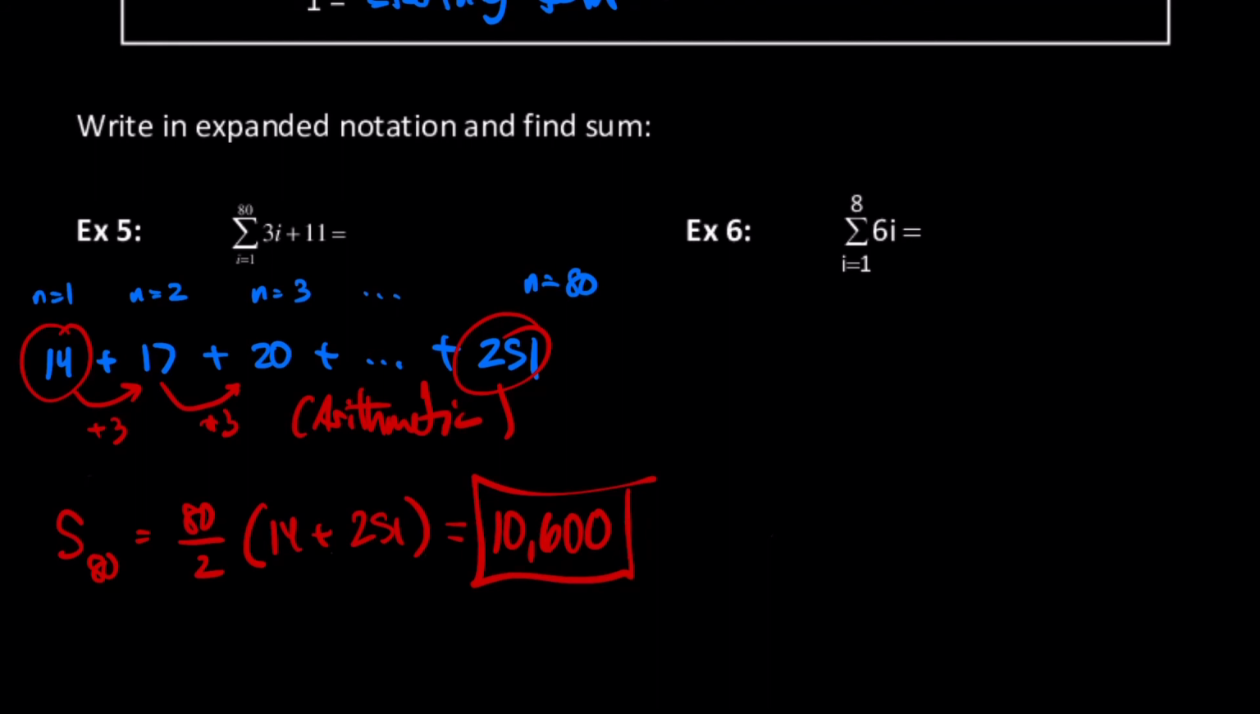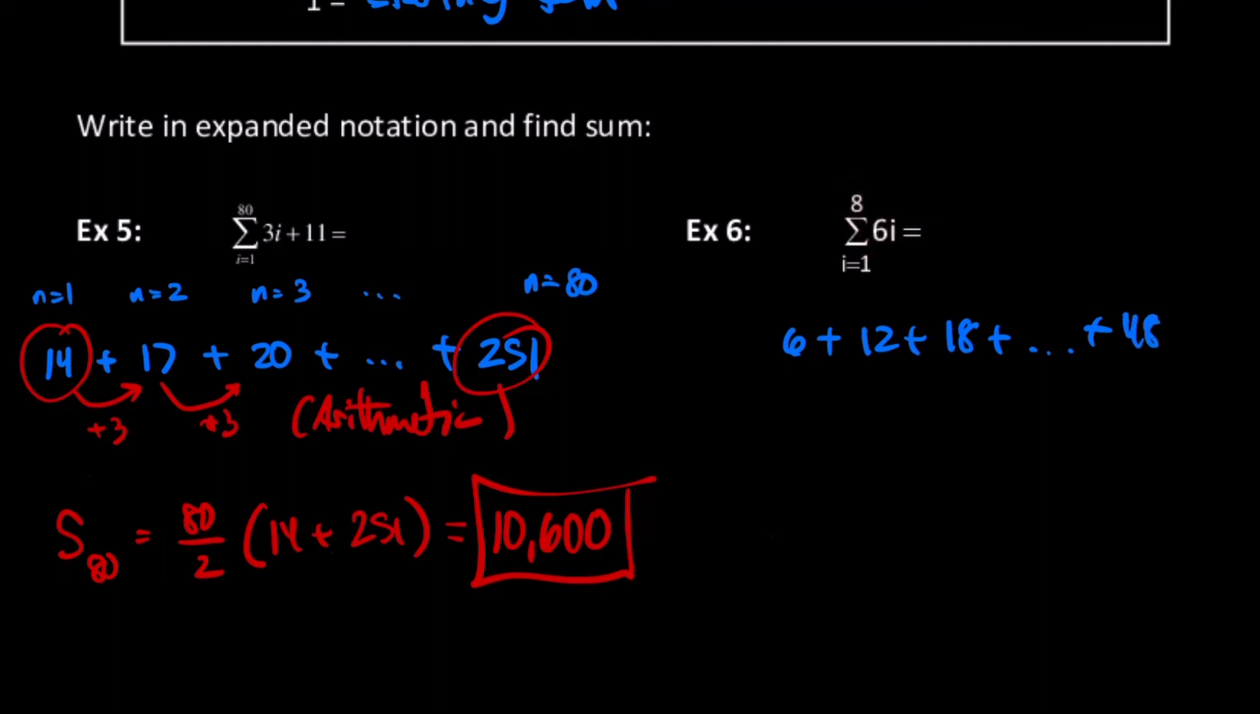So again, I'm not going to write out this time n equals 1, n equals 2, n equals 3, n equals 80. But basically, I want to do the first three and the last, starting with 1. So I'll do 6 times 1. Okay, that's 6. Plus, then I do 6 times 2. That's 12. Plus, then I do 6 times 3. That's 18. Plus, dot, dot, dot. Plus, now I do the last one, which is 8. 6 times 8, 48.